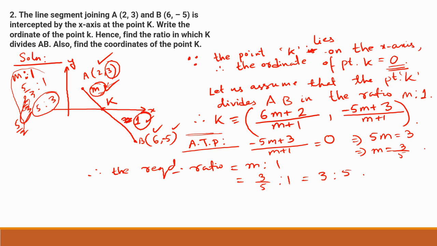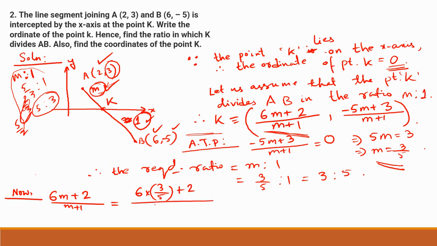Now it is saying also find the coordinates of point K. So we already know the ordinate is 0. Now we need to find the abscissa. The abscissa is this one, right? 6m plus 2 divided by m plus 1. So you can just put 6m plus 2 divided by m plus 1 is equal to 6 times m, and m is 3 by 5, right? The m value is 3 by 5 from here. So this is 6 times 3 by 5 plus 2 divided by 3 by 5 plus 1.